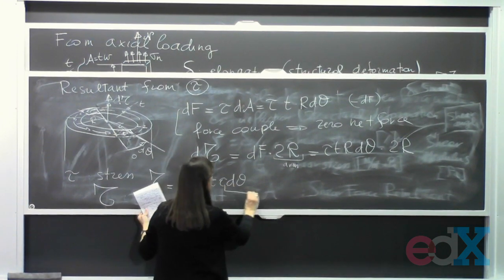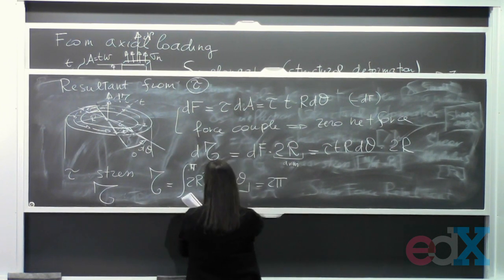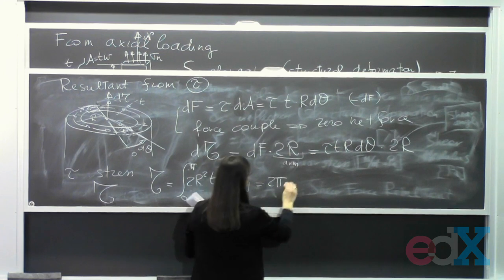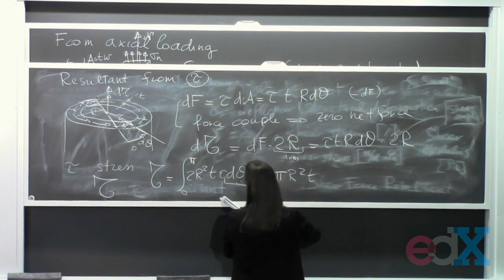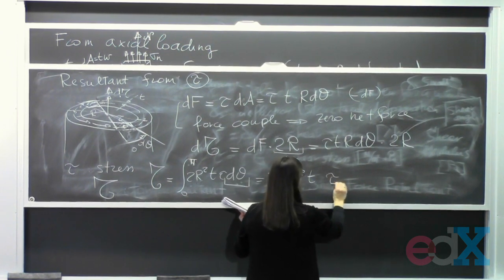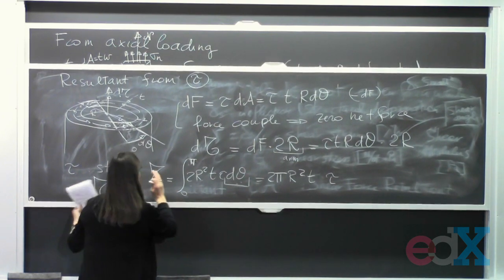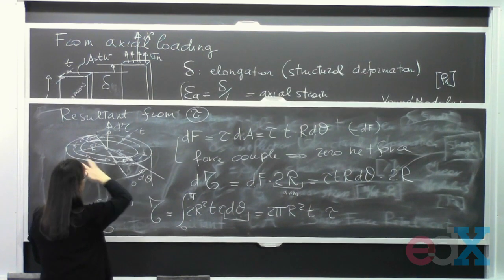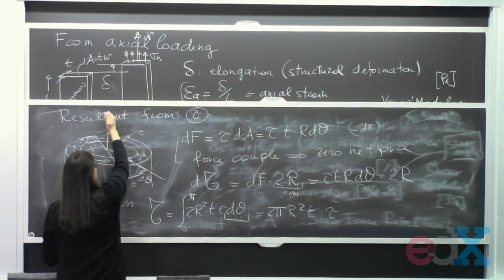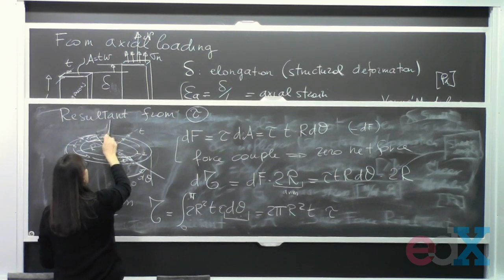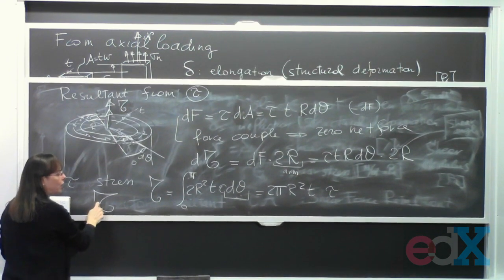So even I can do this integral, because the theta integrated gives me 2 pi, and from these two, 2 pi r squared t tau. That is the sum of all the forces here over the whole section. And so together, they sum over the whole thing, and I get one torque resultant, big capital T. This is my torque resultant.